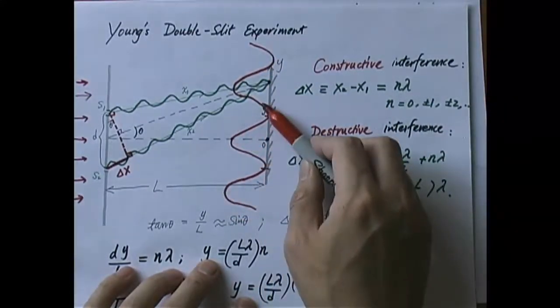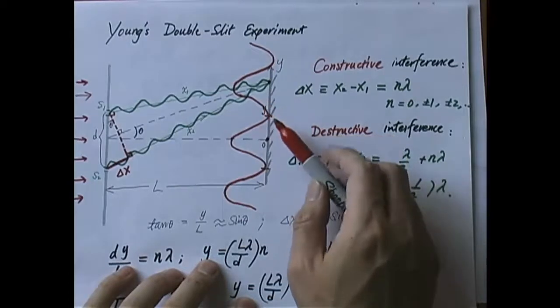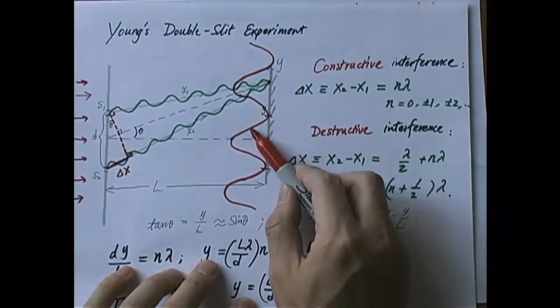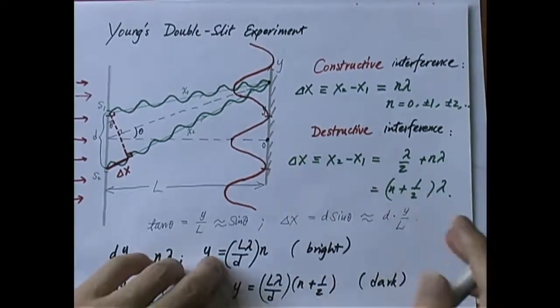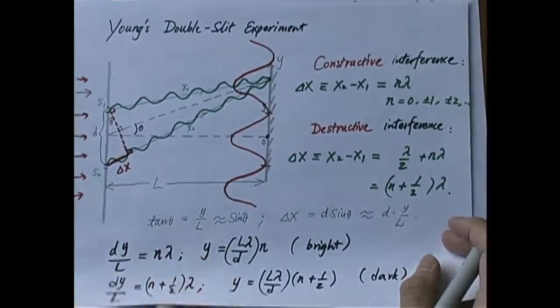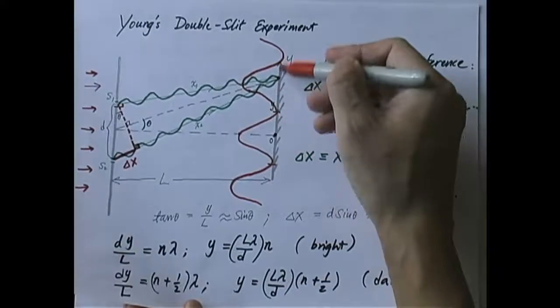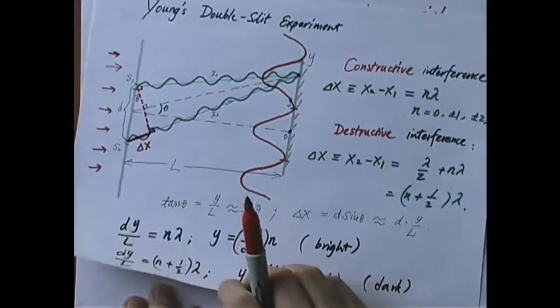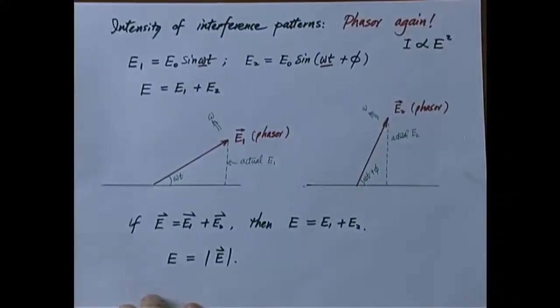Okay, the intensity function. For example, what is the intensity at that point? It's neither totally bright nor totally dark. How much is that equal to? Okay, I want to know intensity as a function of y, the distance on the screen. How do we do that?